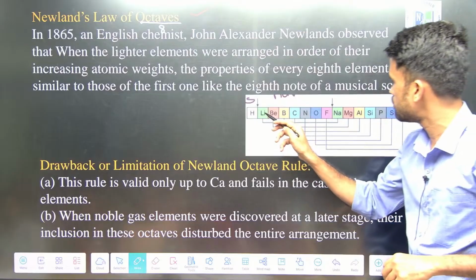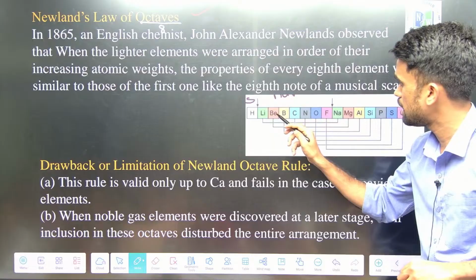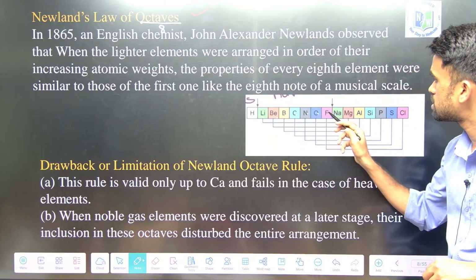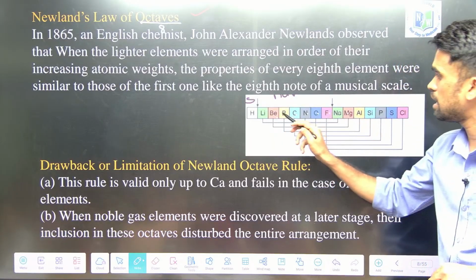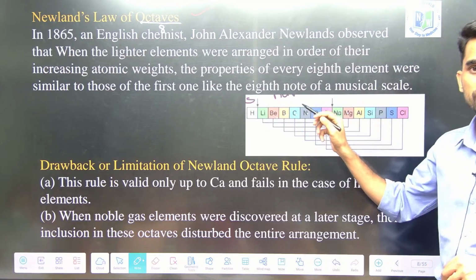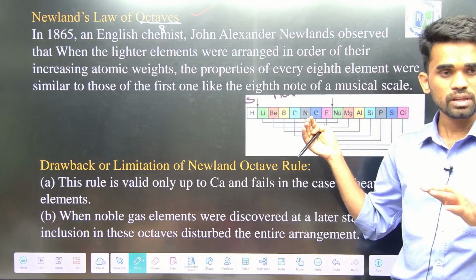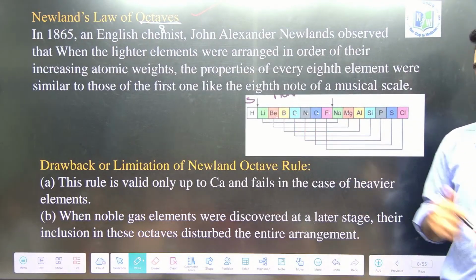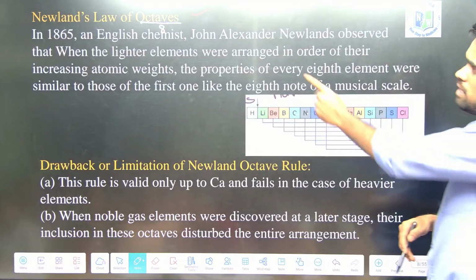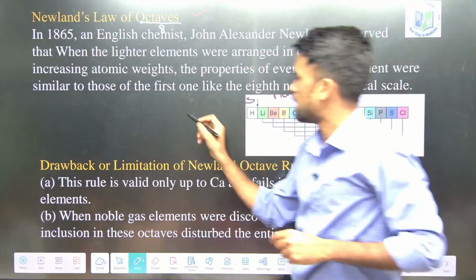See, lithium, if you count up to here, sodium has similar properties. Next, beryllium, 1 2 3 4 5 6 7 8, magnesium. Like boron, aluminium. Like that, every first and every eighth element have similarities in properties.